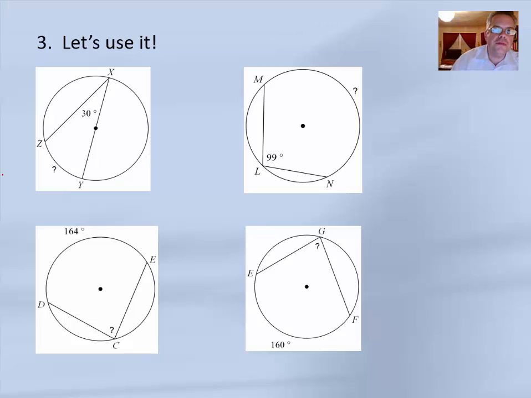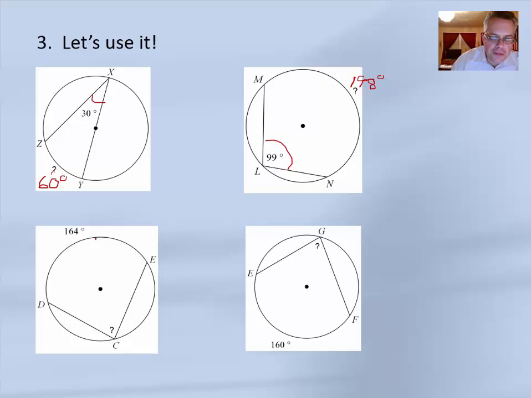Okay, so in this first example here, I see that the angle is 30 degrees. So remember, the angle is half of the arc. So if the angle is 30, this arc must be 60 degrees. Easy. This angle is 99 degrees. That's half of the arc. So if I multiply it by 2, I get the arc, 198 degrees. That's the measure of arc MN.